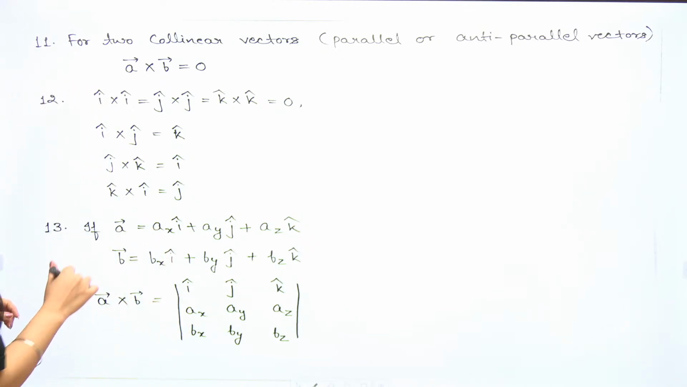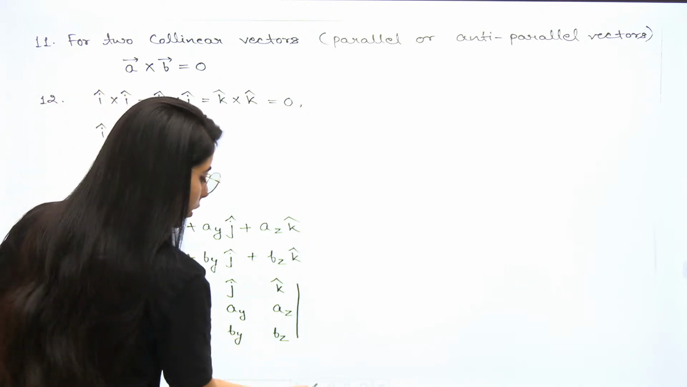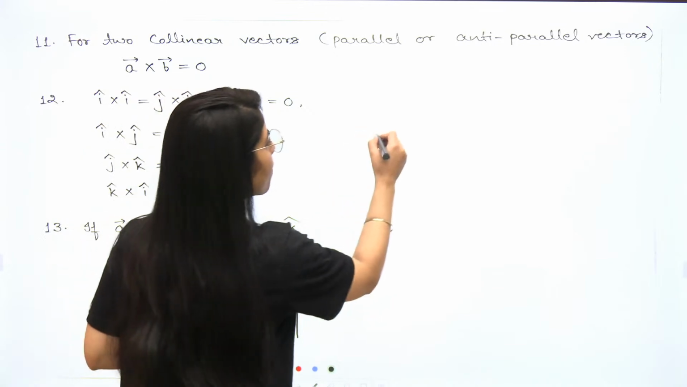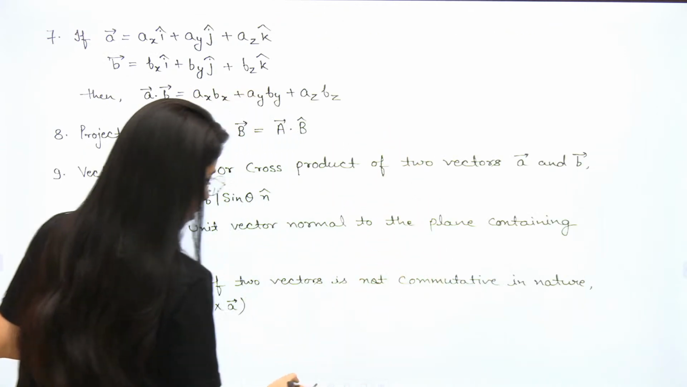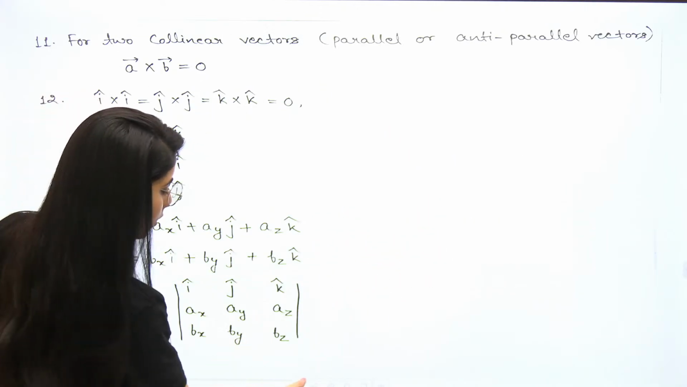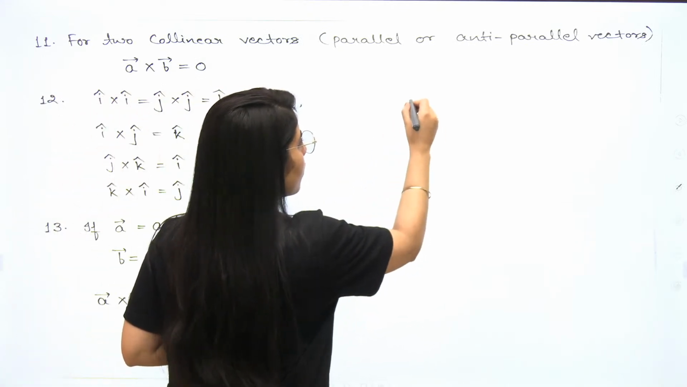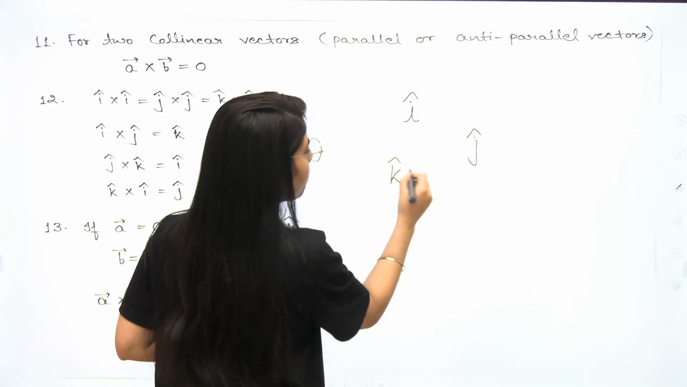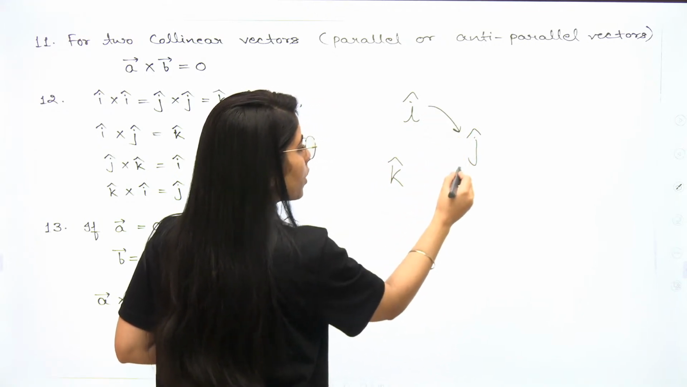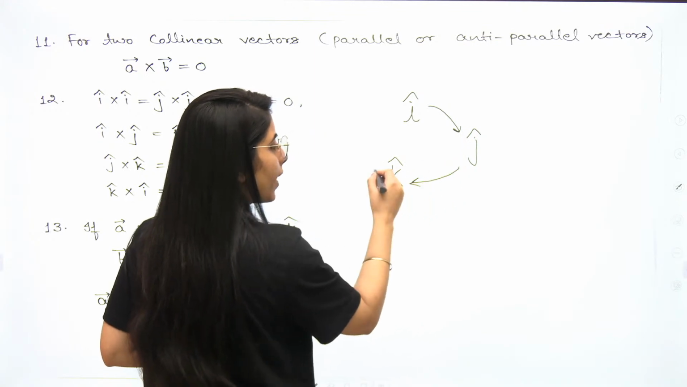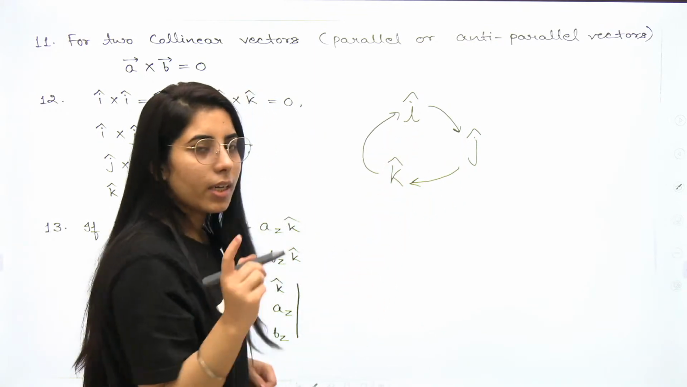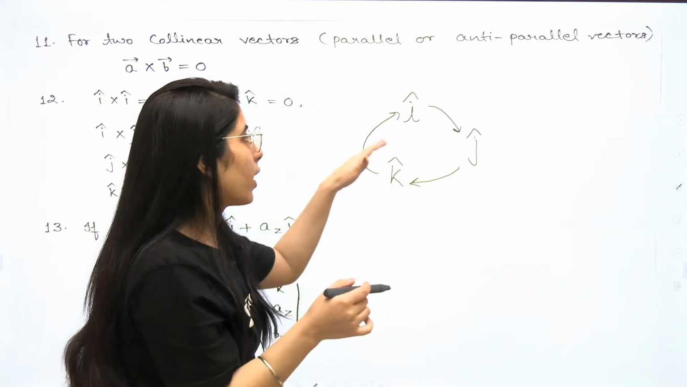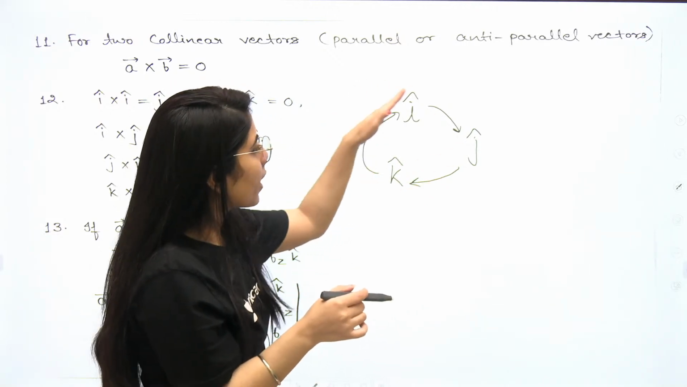Next point, if you are taking the cyclic order, see, i cap, j cap and k cap. I cross j will give you k. J cross k will give you i. This is the cyclic order, or the clockwise direction in which you are moving. I to j, then j to k, then k to i.